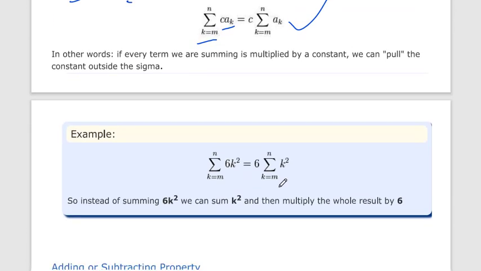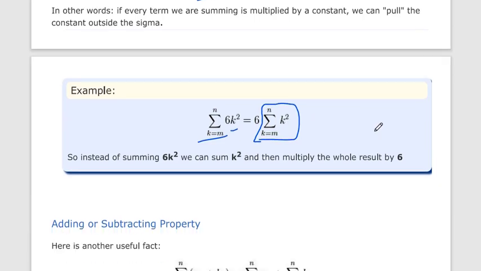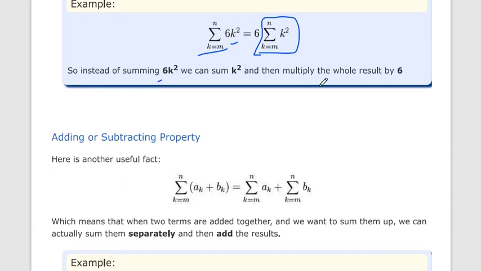So this is the first property of summation. They have given an example also: sigma k equals m to n of 6k square. We can common out 6 and only have to add the k squares. It will become much easier if we common out 6, and after that we can multiply with the 6.